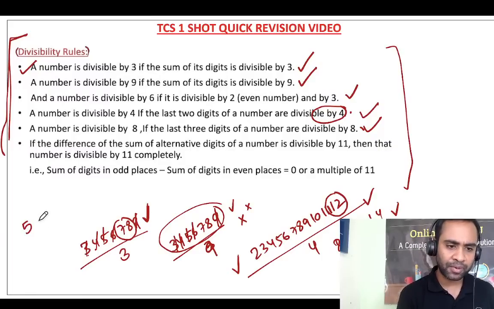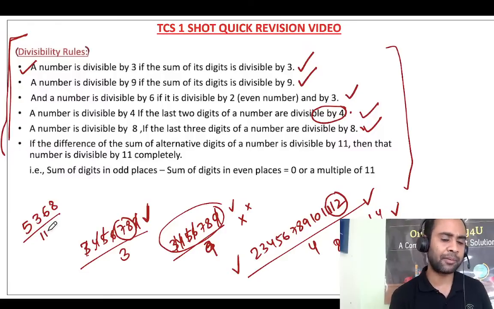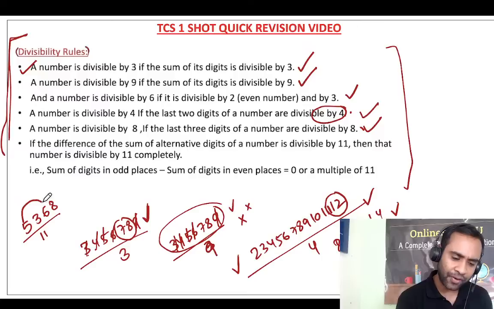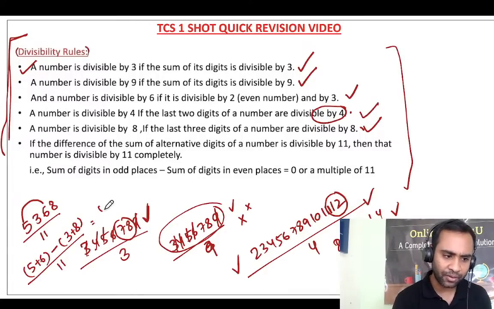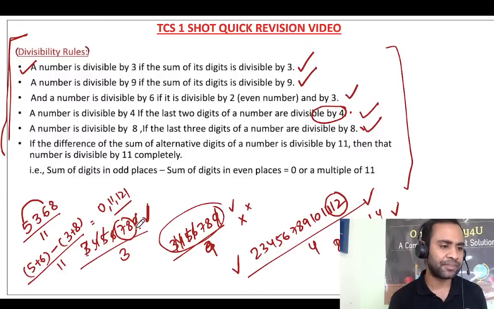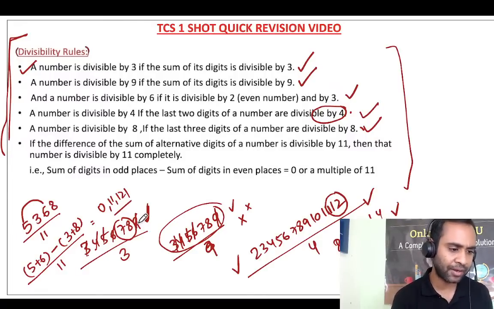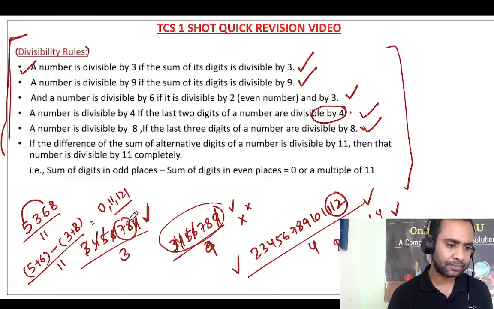What if a number is divisible by 11? Let's take one number, 5, 3, 6, 8. Now, is it divisible by 11 or not? So first find the sum of alternate digits, 5 plus 6, and then find the sum of the other alternate digits, 3 plus 8, and subtract. If it comes to 0, or if it comes to a multiple of 11, then this number is divisible by 11, right? Clear? Fine?